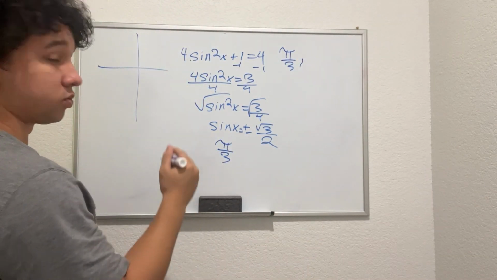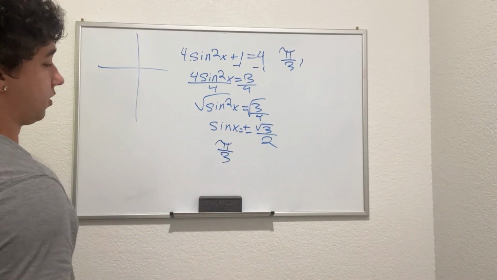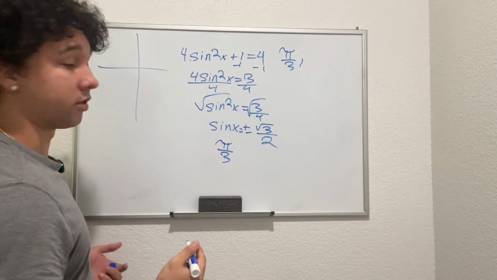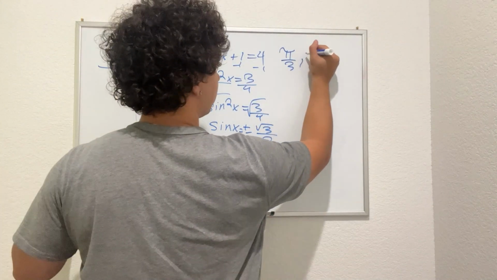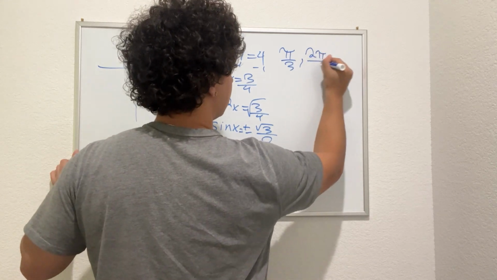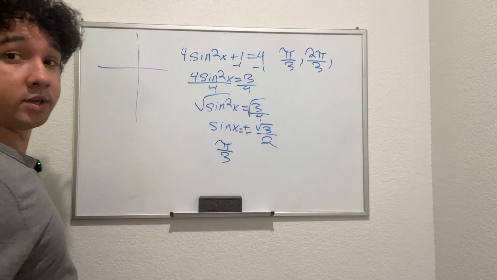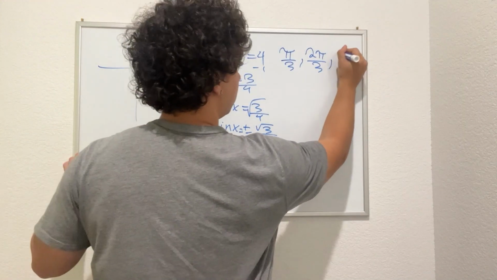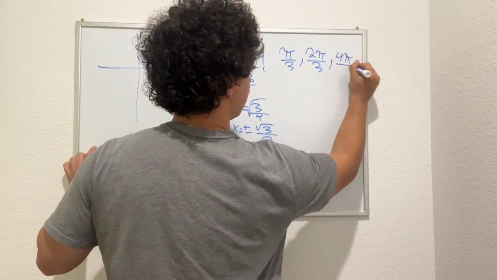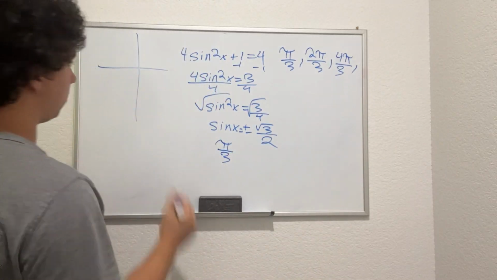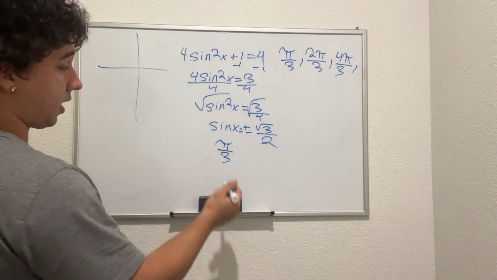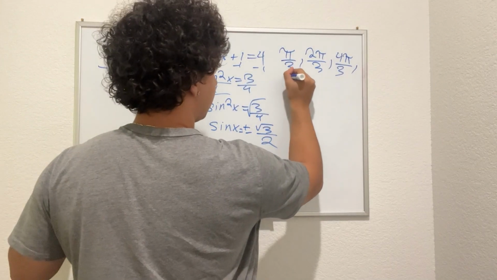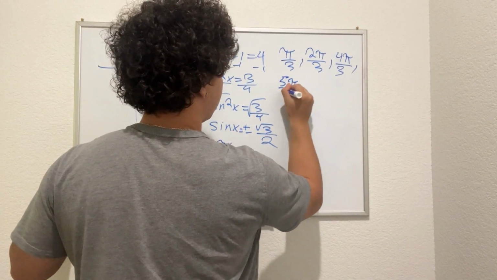My second quadrant is 180 minus theta, the value that we're given, so pi minus pi over 3. That's 3 pi over 3 minus pi over 3, which is 2 pi over 3. The third quadrant is going to be theta plus pi, so 3 pi over 3 plus pi over 3, which is 4 pi over 3. And the final answer, the one in the fourth quadrant, is going to be 2 pi minus pi over 3, which is 6 pi over 3 minus pi over 3, giving me 5 pi over 3.